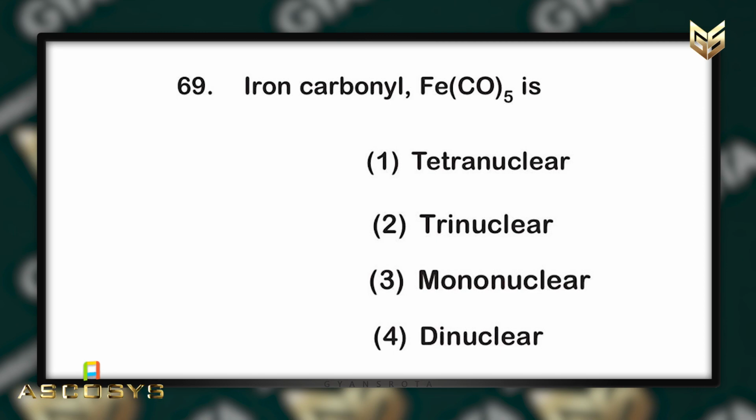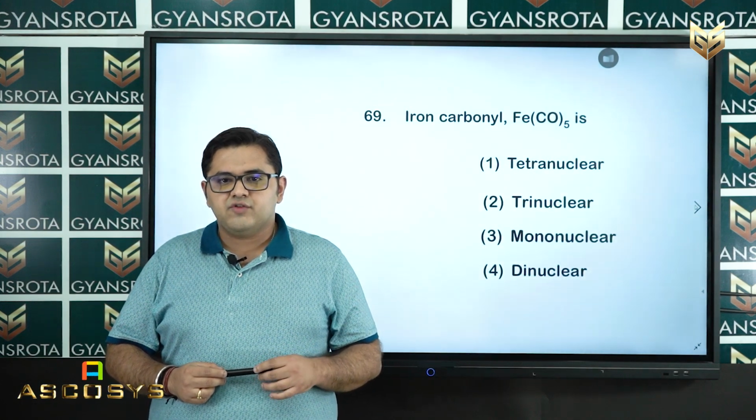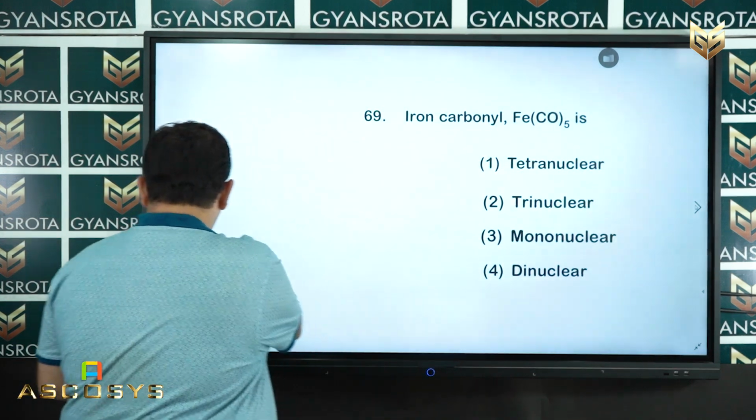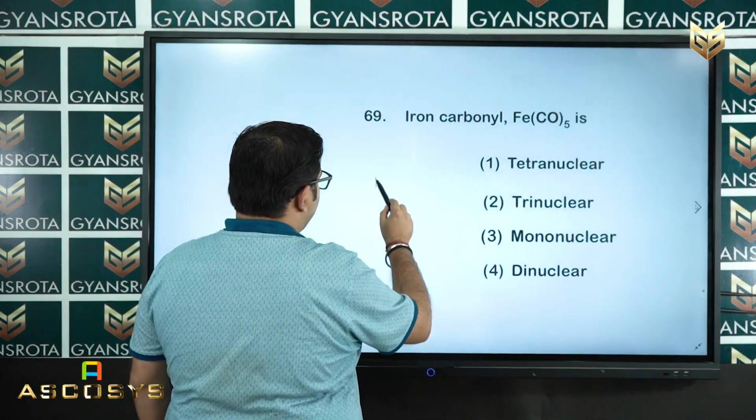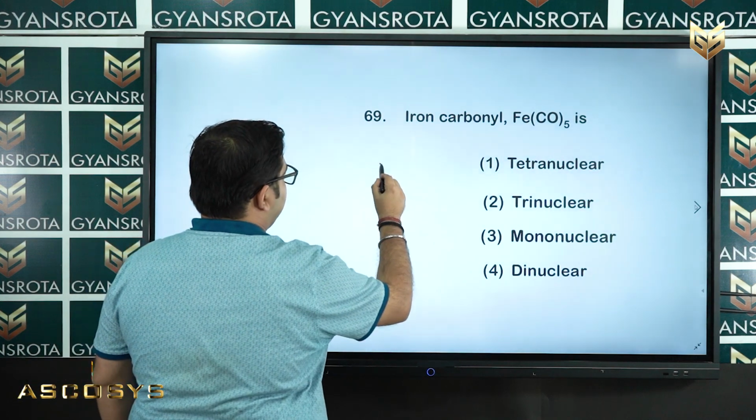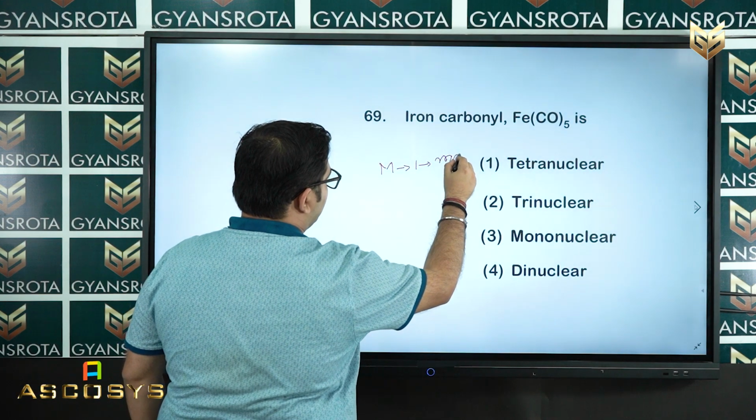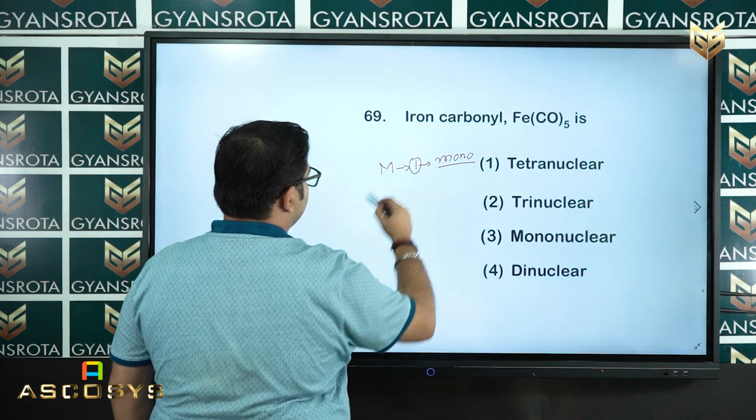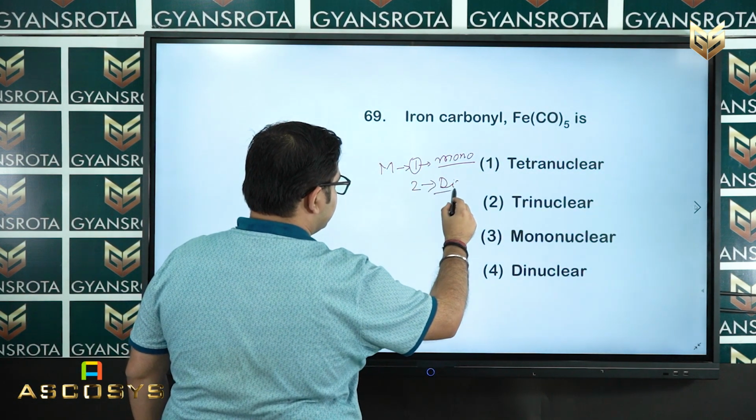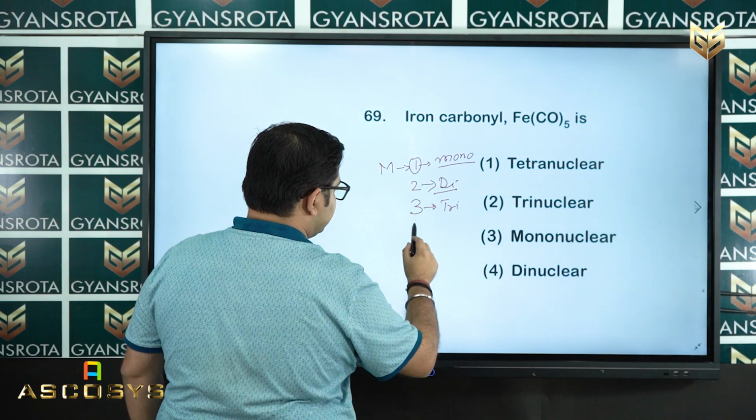So, iron carbonyl Fe(CO)5 is... they are giving tetranuclear, trinuclear, mononuclear and dinuclear. So, what are those? The number of metal atoms attached. If I directly go to the solution part, if one metal atom is attached, then that is called mononuclear, because the terminology mono is used for one. Now, if 2 are attached, then it is di. If 3 metal atoms are attached, then it is tri. So, like that it goes on.